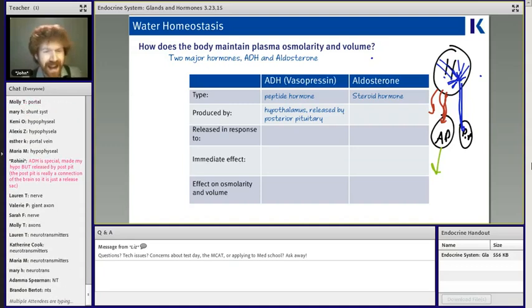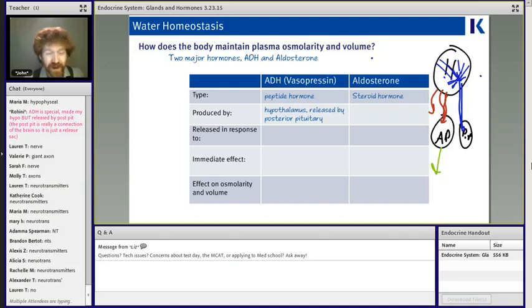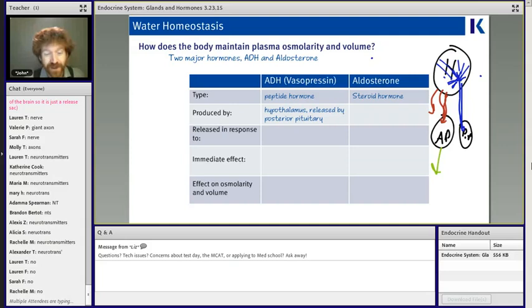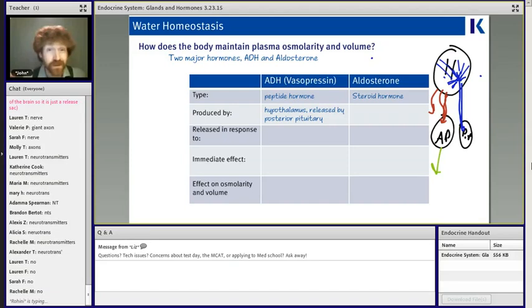Neurotransmitters. So does that mean ADH is a neurotransmitter? Here's the weird thing. The reason I'm giving you the question is because it actually doesn't matter. It's all relative. The way that we name things is according to where they are in the body. If you're talking about a chemical messenger that travels through the blood, you call it a hormone. If you're talking about a chemical messenger that travels through an axon, you call it a neurotransmitter.